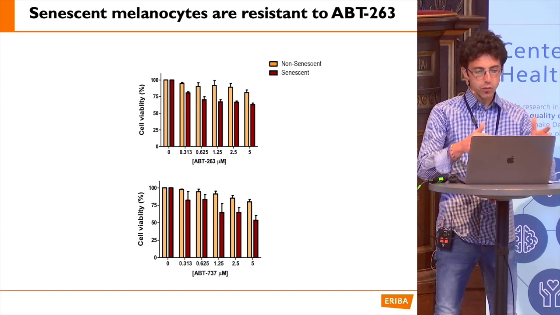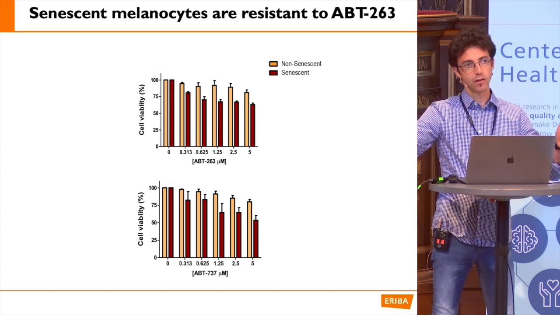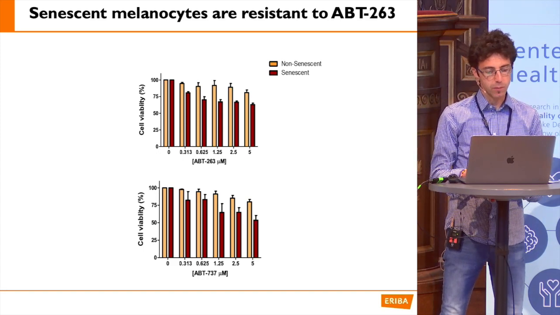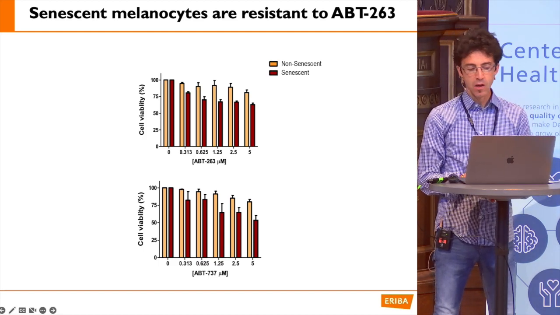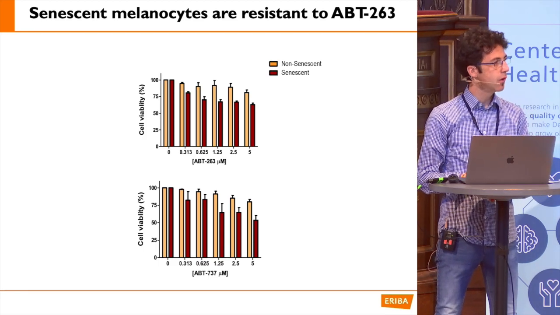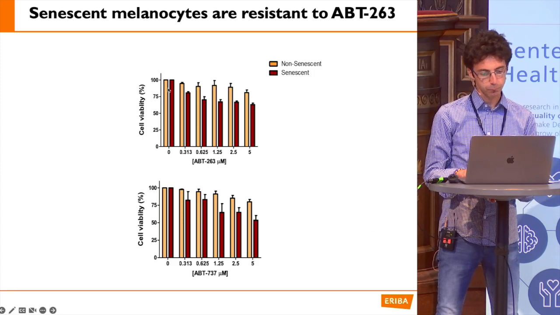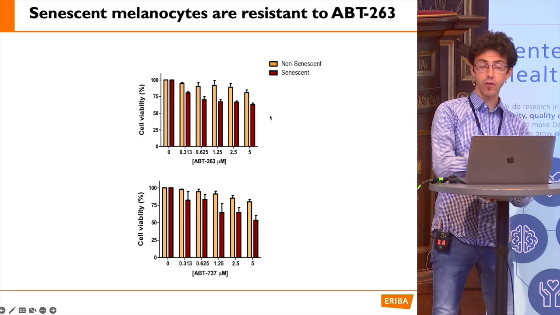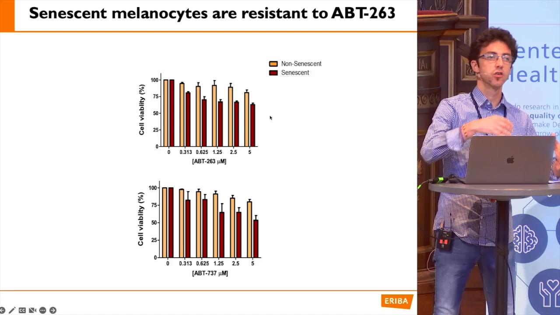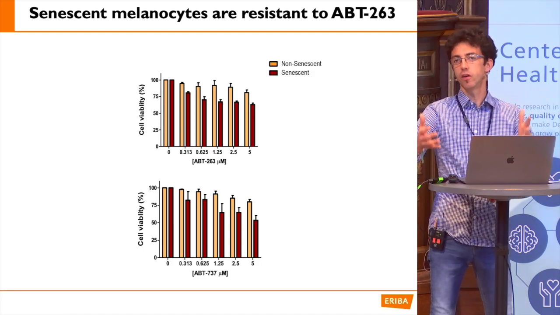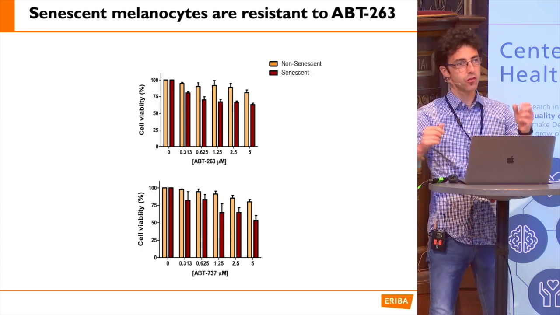When we exposed either non-senescent or senescent cultures of melanocytes to ABT263, we saw very poor selectivity against senescent cells. So the senescent melanocytes were mostly resistant to ABT263. And we tried this with different types of senescent melanocytes. We made these melanocytes senescent by replicative exhaustion, by oncogenic stress, by genotoxic stress, you name it.